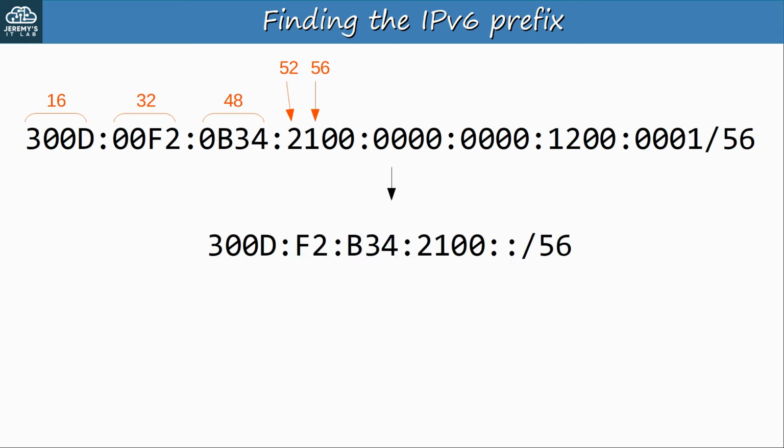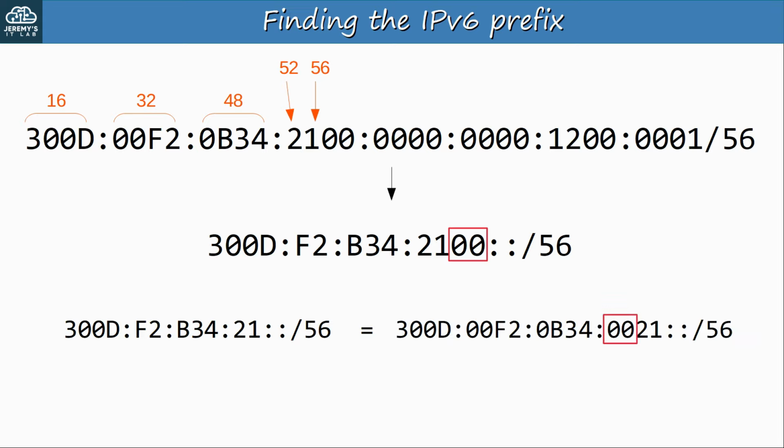Here it is, after removing leading zeros and using the double colon. Let me point out that you can't remove these zeros. Even though they are part of the host portion of the address, they are not leading zeros, so you can't remove them. For example, if you were to shorten the address like this, removing those two zeros, if you add those leading zeros back, the prefix would be this, which is a totally different network address than the original one. So remember that point. You can only remove the leading zeros.